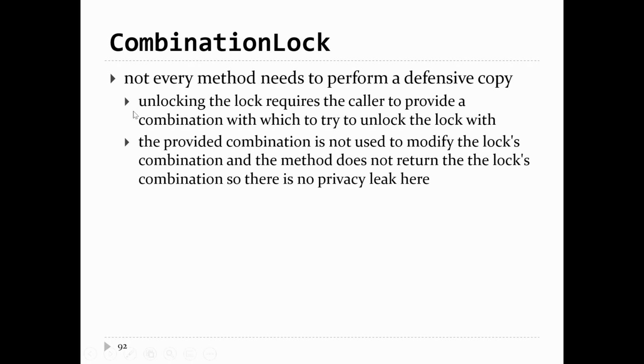So for example, if I want to unlock the lock, someone gives me a combination to unlock the lock with. What do I want to do? I want to check if the incoming combination is the same as the internal combination. But I don't have to make a copy of the incoming combination, because I'm not going to do anything with that. I'm not going to modify my internal combination. So I'm not making any changes to my combination. I'm not releasing a reference to the combination. I don't have to make a copy.